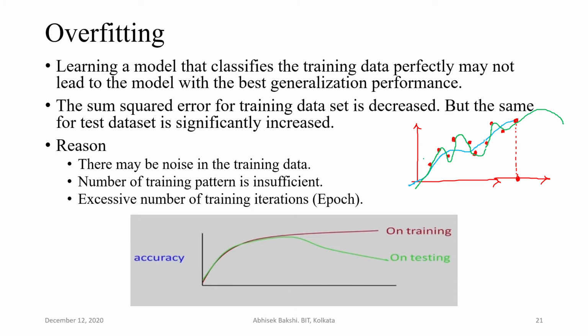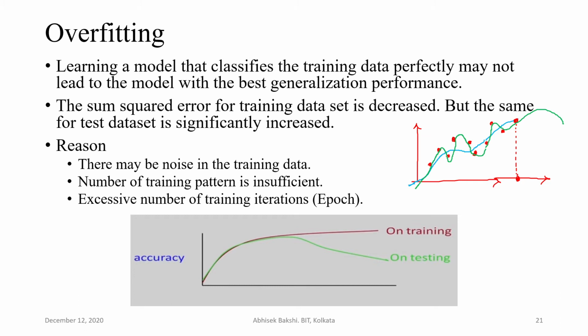Something like this. So from this particular curve, if you do the sum squared error for this curve, naturally the sum squared error will be almost zero, where the sum squared error for the previous curve was not zero in case of the training data set. So with respect to the sum squared error, you will say the green curve is better than the blue one. But you know what happened?